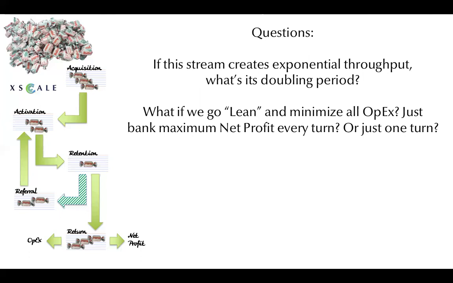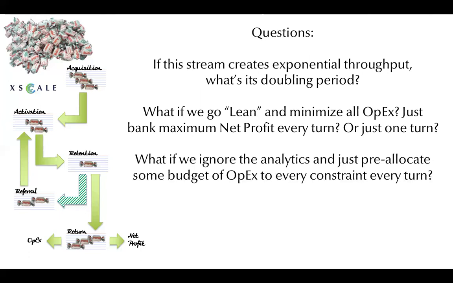So when we start to look at throughput this way, we start to see flow rates that have very little to do with velocity. What if we ignore the analytics? If we ignore the numbers we had on the left-hand side and just pre-allocated a certain budget to every one of our people for every constraint, every turn, well, pretty obviously, again, we wouldn't grow as fast as if we spend on the bottleneck, if we reprioritize every turn.